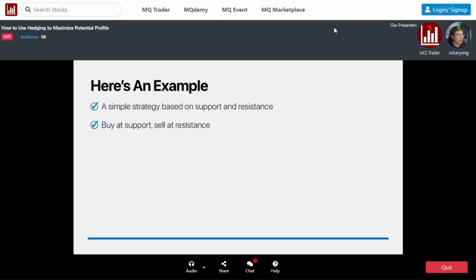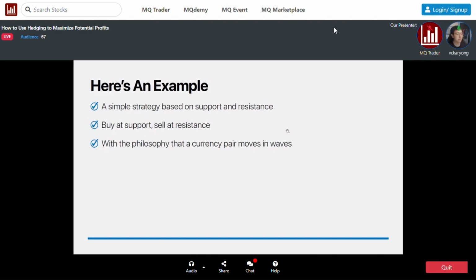The idea here is, if you're looking at support and resistance, you're going to be buying at support and selling at resistance. Makes sense. You don't sell at support and buy at resistance. So this is what we call a very, very simple trade plan. We identify support and resistance. If the price goes to support, we look to buy. If the price goes to resistance, we look to sell.